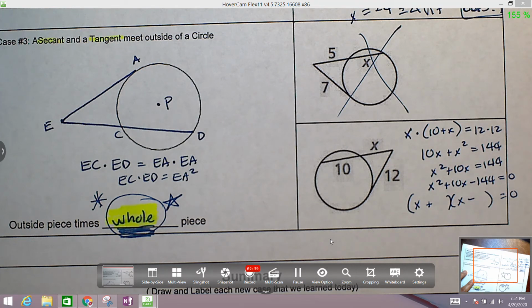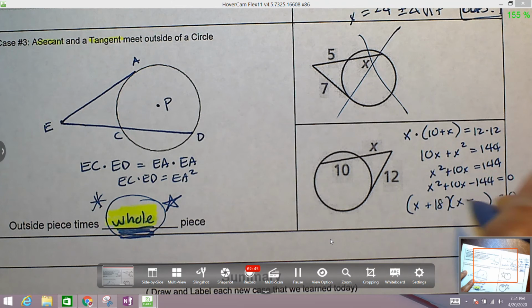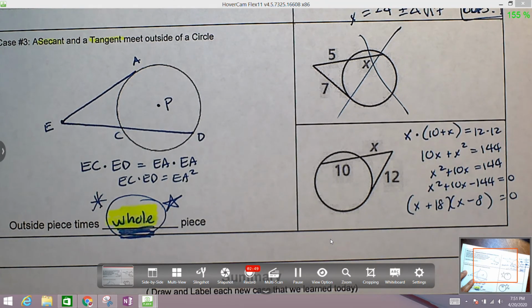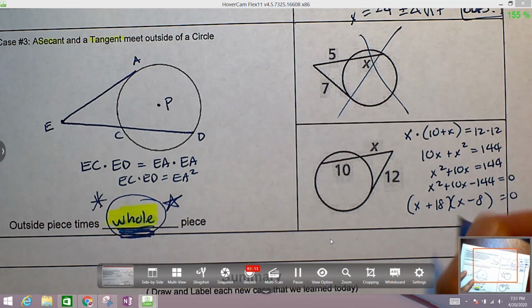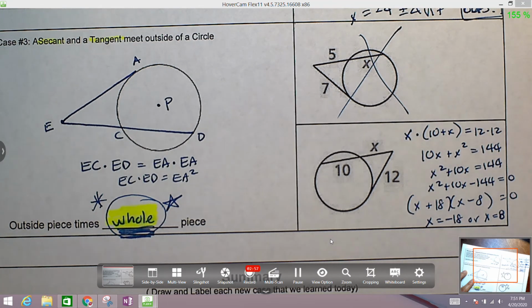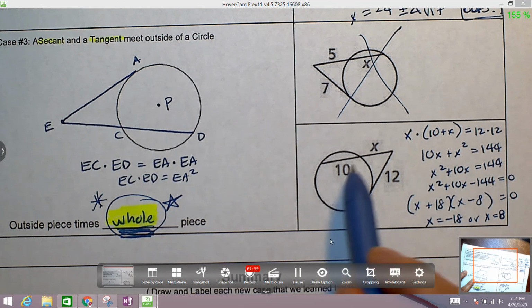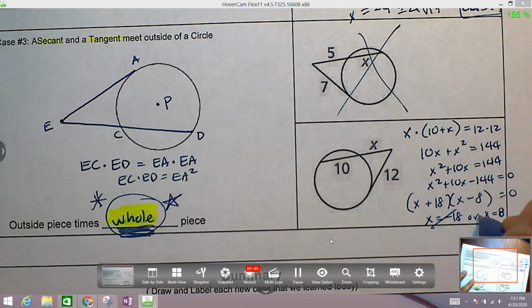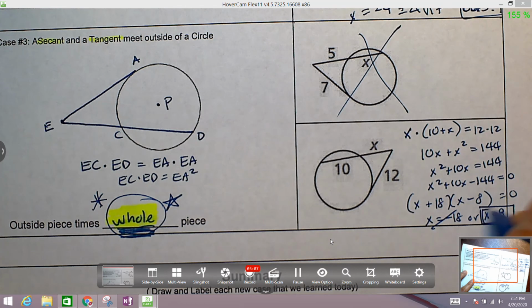Let me just verify that. Yeah, 8 times 18. Okay, so we want to make sure that our positive is there. Okay, and so what are your solutions for x? X is equal to negative 18, or x equals positive 8. Well, x represents the length of this external segment, so it's not going to be a negative length, so we reject that. And our solution is x equals 8.